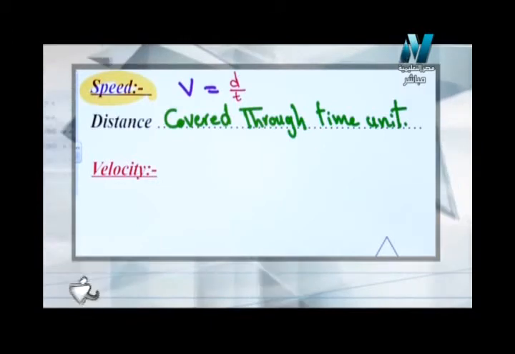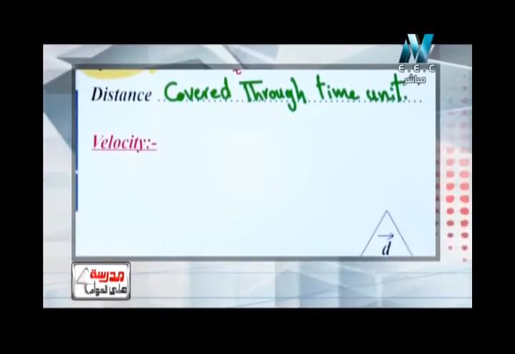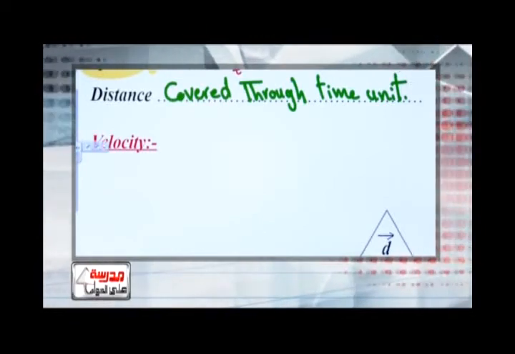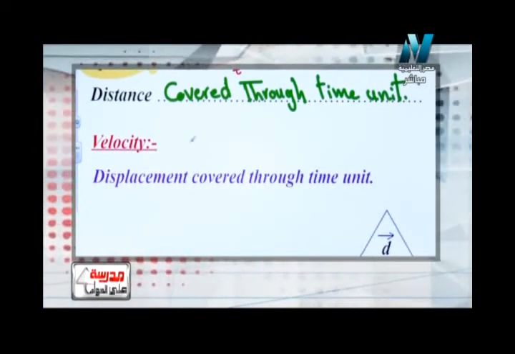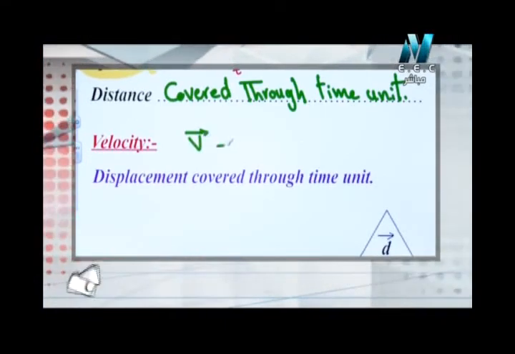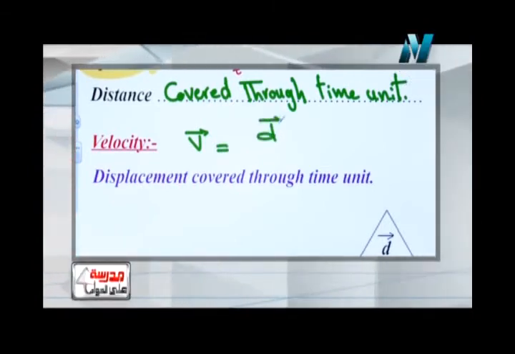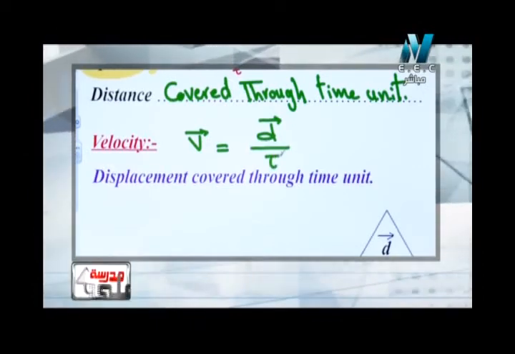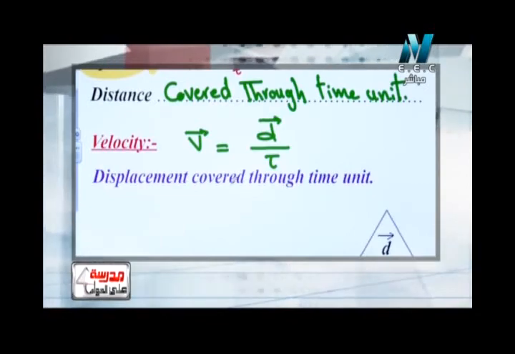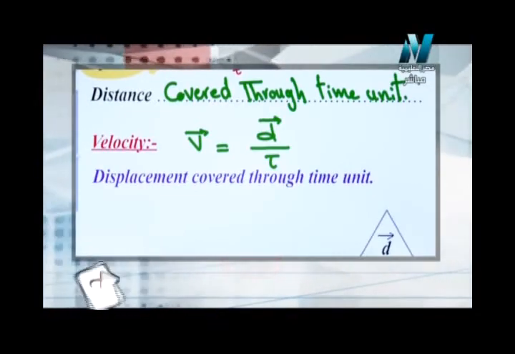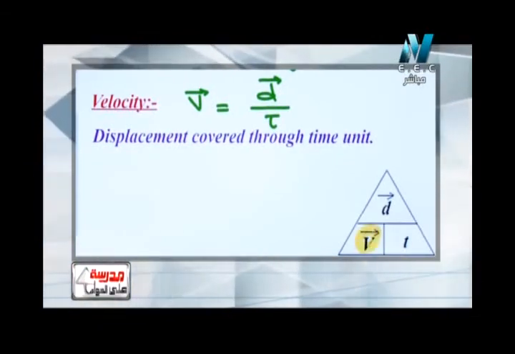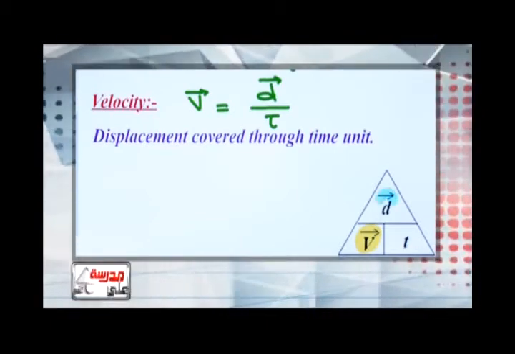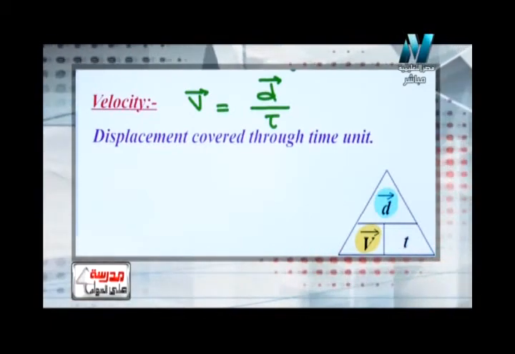Okay, but here we talk about what? Velocity. What is meant by velocity? I say it is displacement covered through time units. So V arrow, which means velocity, equals what? Equals displacement, as D arrow, which means displacement, distance in a definite direction, over time. So displacement covered through time unit, we mean here velocity. As we have the magic triangle in front of you, velocity equals displacement over time.